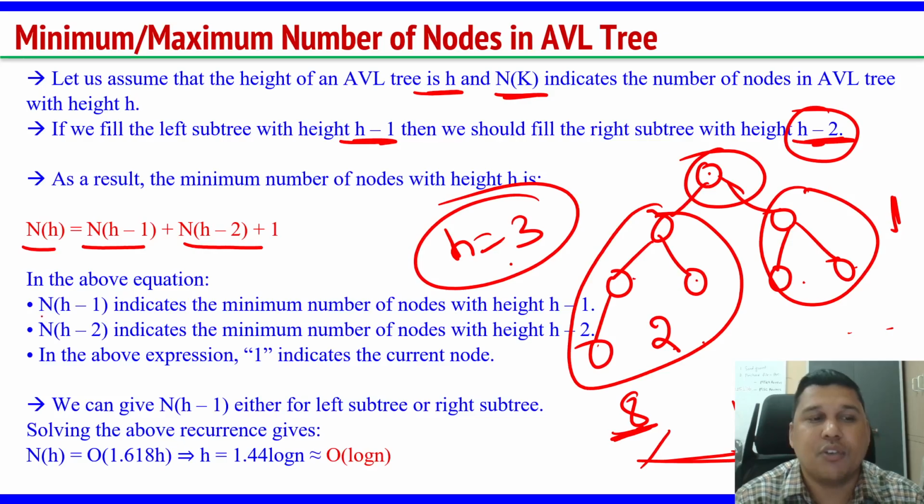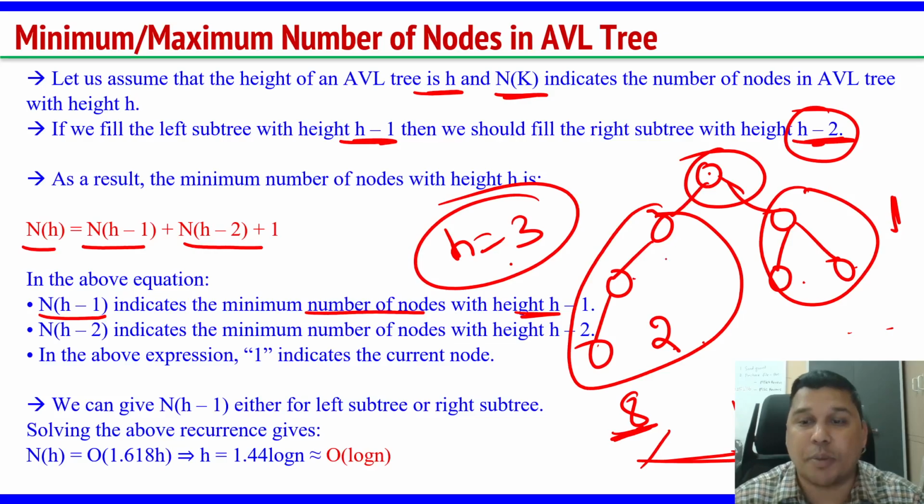Now, if you see, n of h minus 1 indicates the minimum number of nodes of height h minus 1. So, I need not have this also, but this is not balanced. So, definitely I should have it. Okay. Next, n of h minus 2, minimum number of nodes with height h minus 2, in this case. Okay. So, I can even remove this. Why? This is balanced, 1 and 0, right. So, it is 7, not 8.